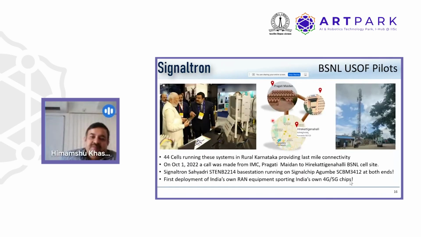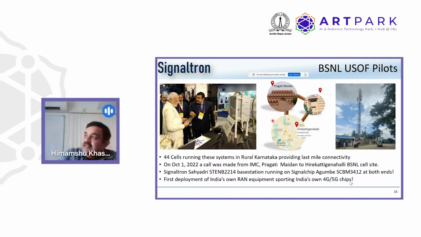So the BSNL USOF pilots, these are 44 cells running the systems in rural Karnataka. The aim has been to provide last mile connectivity. Two years back, we did the first deployment of this, and a call was made from Pragati Maidan to Hirekatigenhalli in rural Bangalore. It's about 70-80 kilometers from here. And that's the first time an Indian chip got deployed into a base station and started radiating signals. So that was the start of it.